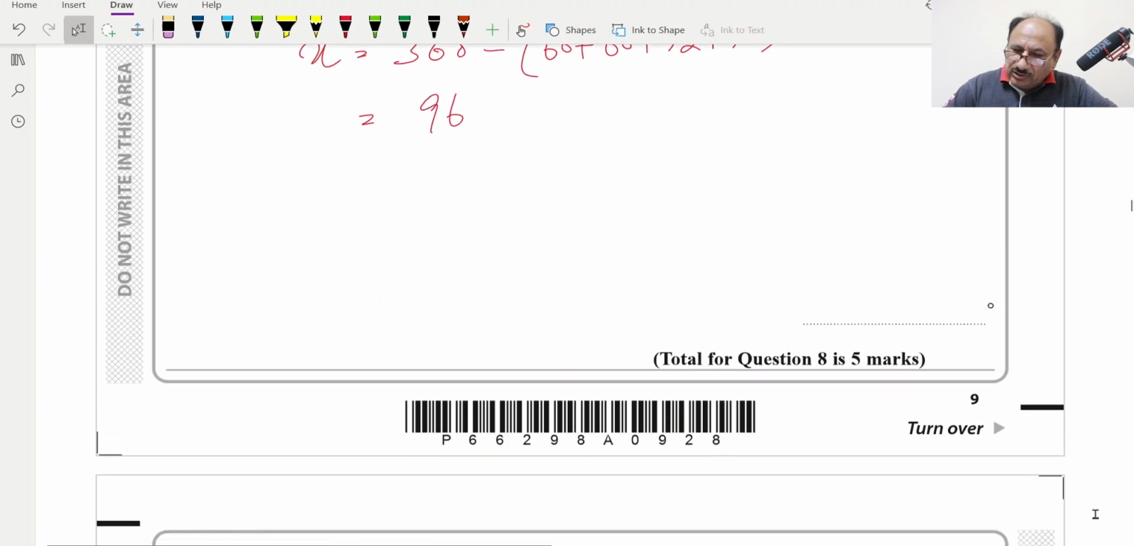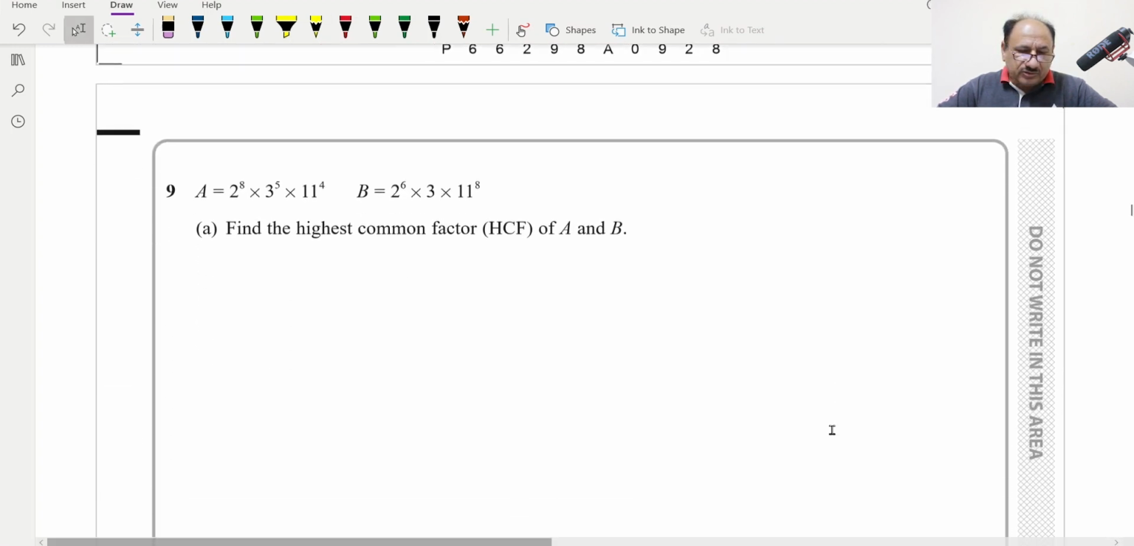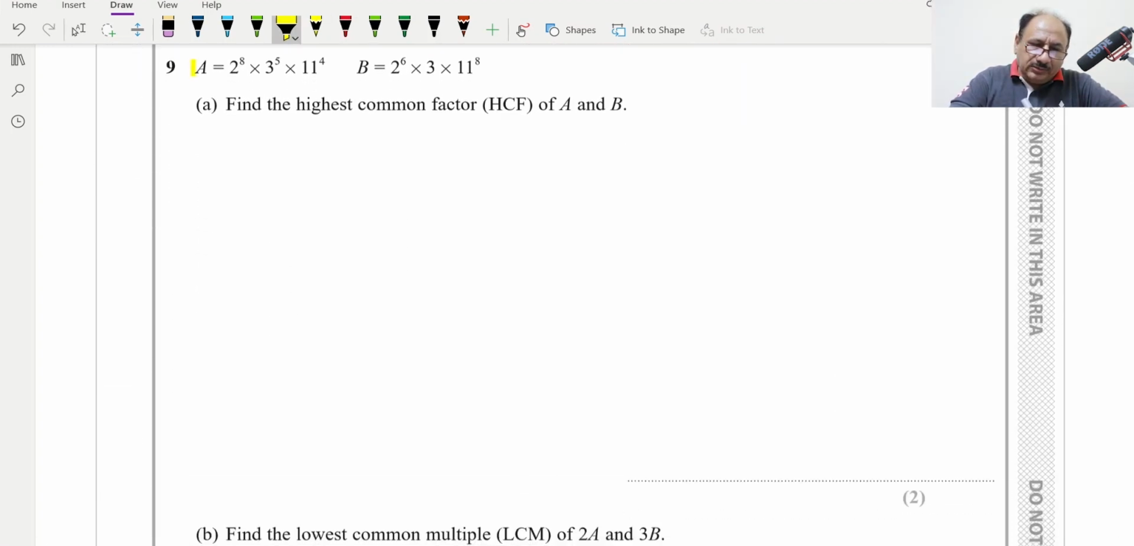If you understood this, we can write here 96 degrees. This will be our final answer for this question. Question number 9. A and B are provided. Find the highest common factor, HCF, of A and B.